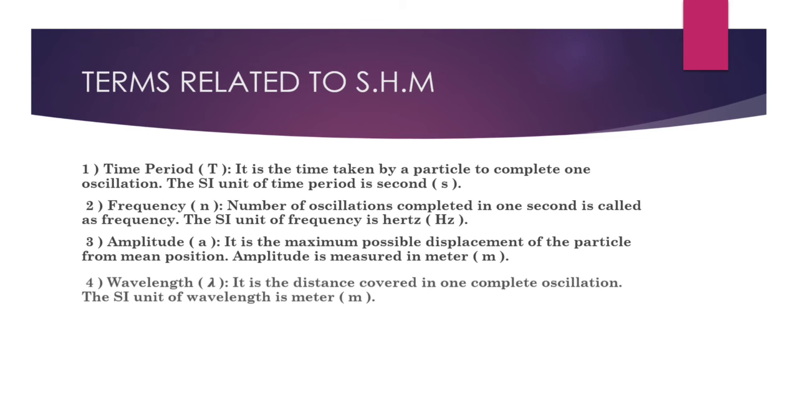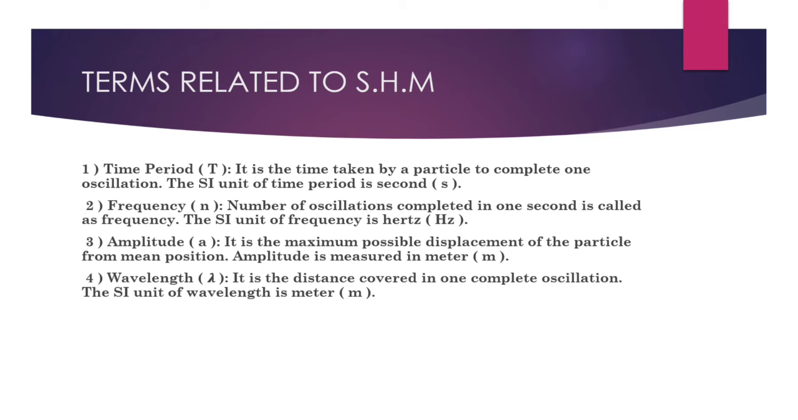Third, amplitude. It is denoted by A. It is the maximum possible displacement of the particle from the mean position. Amplitude is measured in meter. Fourth, wavelength. It is denoted by lambda. It is the distance covered in one complete oscillation. The SI unit of wavelength is meter.